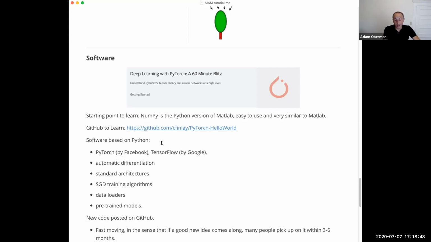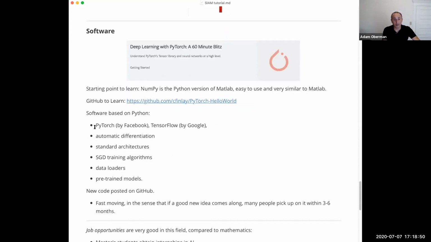But in the end, it sounds simple because everything you need is in this code. You have automatic differentiation, downloadable architectures. Training is just calling SGD, data loaders, and pre-trained models. So in theory, it's all out there. And in fact, when you talk to people who've written even well-received, famous papers, the math in the paper was done after the programming.